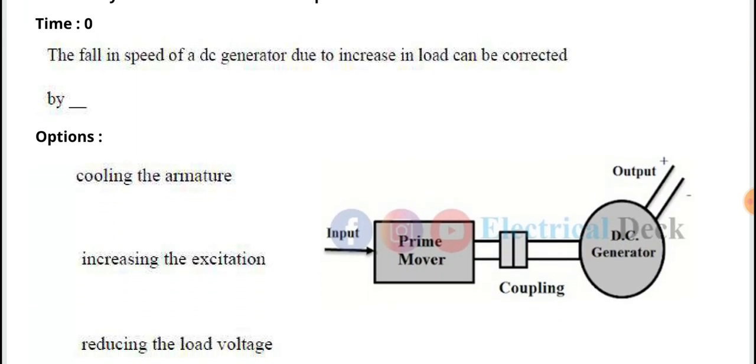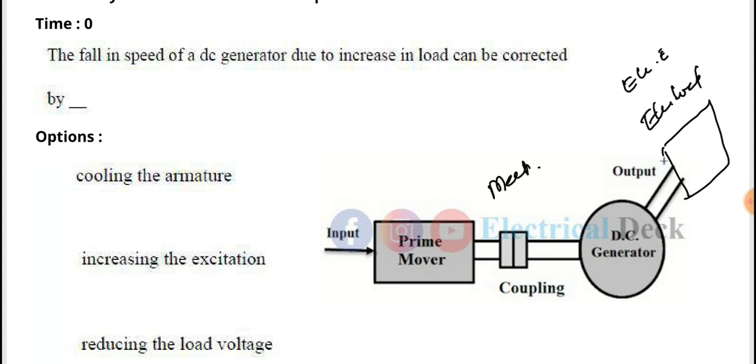We'll move to the next question. The fall in speed of a DC generator due to increase in load can be corrected by what? Simply, you can see here we have some electrical load, and as the load increases, the question is about the fall in speed of a DC generator. The DC generator converts the given mechanical energy into electrical energy. Now as the load increases, the speed of the generator decreases.